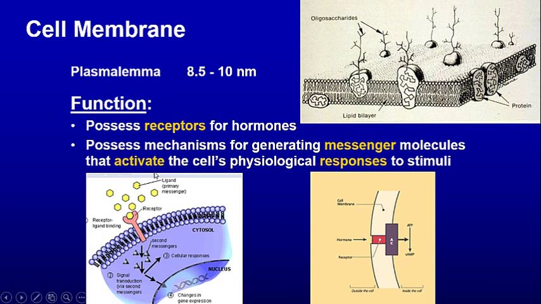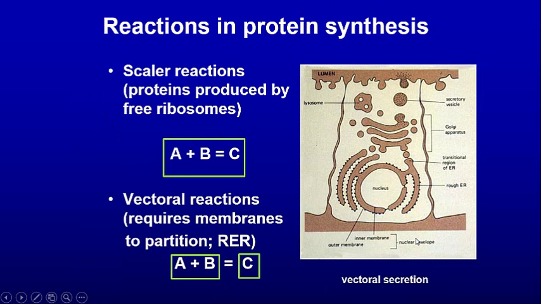And then it possesses a mechanism to generate messenger RNA, messengers, which are cyclic AMP here, to activate the cell for the cell response. And so the hormone binds a receptor, goes through cyclic AMP to trigger unique things in the cell.